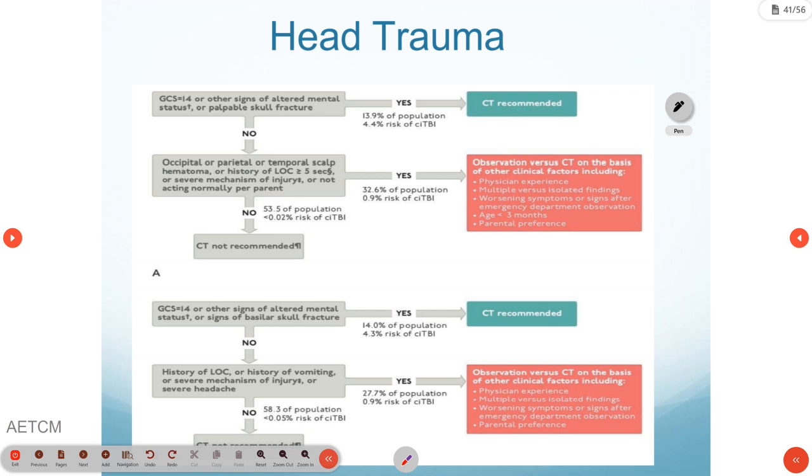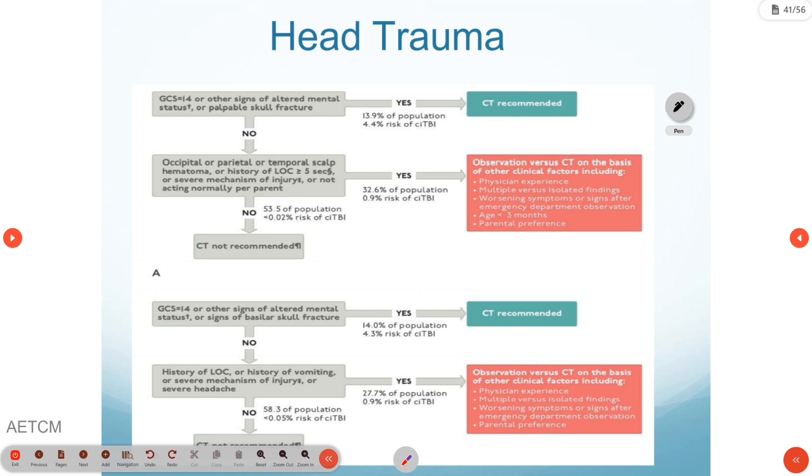If anything less than this, that is if the GCS is low, if the child is already in an altered state, if there is a palpable skull fracture, then CT is recommended. In case these features are not there, then we will be looking for any hematomas, loss of consciousness for more than 5 seconds, or any severe mechanism of injury, or the child is not acting normally as per the parent, then also we can proceed with the CT, but that decision has to be made by the physician.